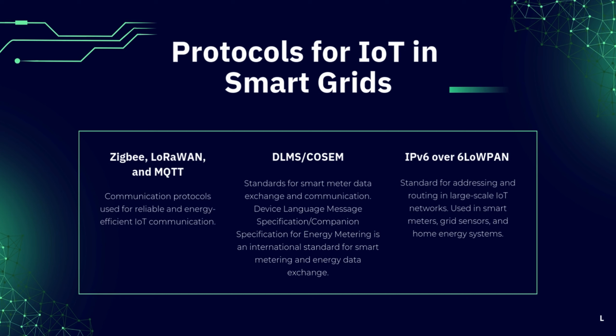Here, as we have mentioned in the class and also in the lecture, we have the protocols. We all know Zigbee, LoRaWAN, and especially MQTT itself. These are the communication protocols used in the smart grid. DLMS or COSEM are standards for smart meter data exchange and communication. This one is used in smart meters so that the meters will send the data directly to the central office. Here, IPv6/6LoWPAN. This one is a new technology. In the future, everything will run on IPv6/6LoWPAN.